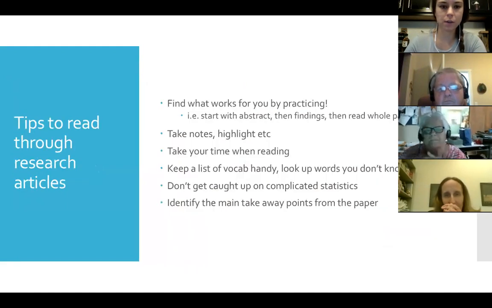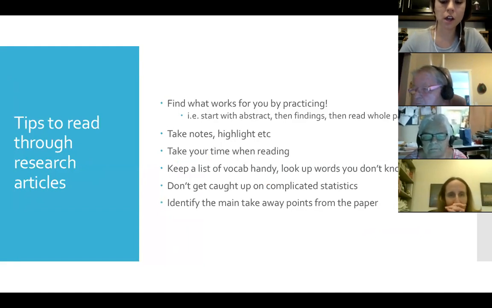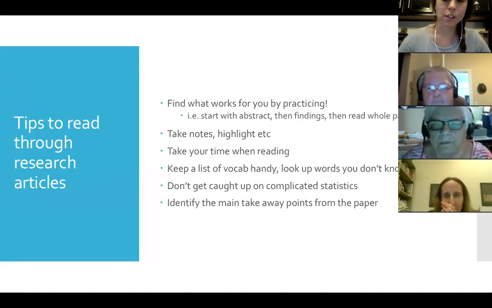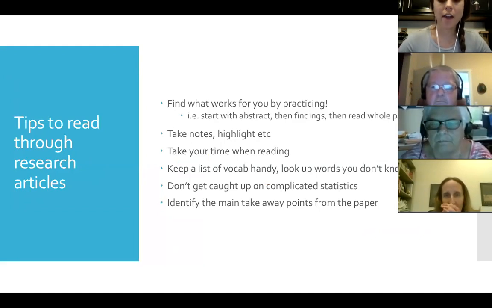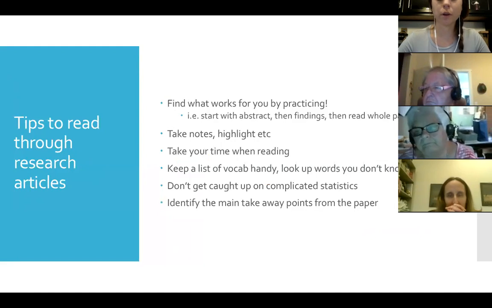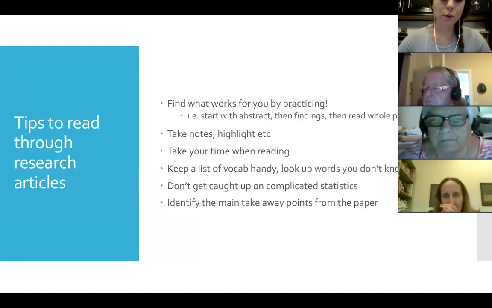And as we'll see as we go into tips to read through research articles, everyone has a different way of moving through the abstract and the introduction and so forth to the conclusion. But you have to find out what works best for you by practicing. So personally, I start with the abstract and then I jump to the conclusion to get a broad sense of what they were looking for and what they found. But I know some people who don't read the abstract at all and just start at introduction and work their way through. So reading through research articles is definitely something you have to practice with and figure out what works best for you.